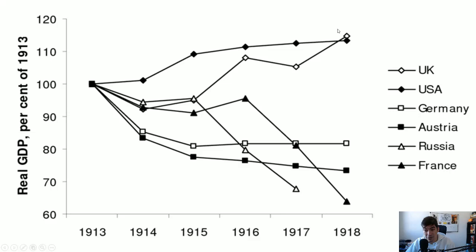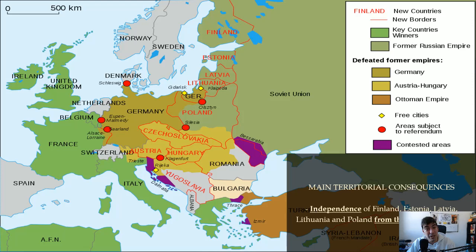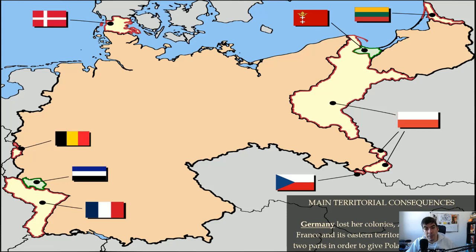And the main territorial consequences of this peace settlement of Paris were the following. First, after the collapse of the Russian Empire and the establishment of the Bolshevik Russia and later the Soviet Union, many countries gained independence: Finland, Estonia, Latvia, Lithuania and Poland, from the Russian Empire. And Germany also lost many territories. Part of the northern part of the Duchy of Schleswig went to Denmark, many of its western territories to Poland. They split their territory in two, and this was one of the main causes of the start of the Second World War, and of course the return of Alsace-Lorraine to France.